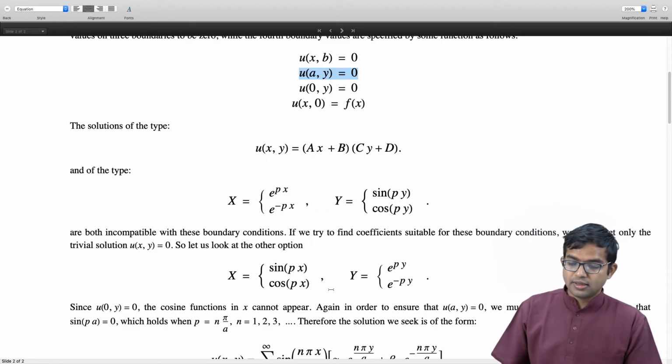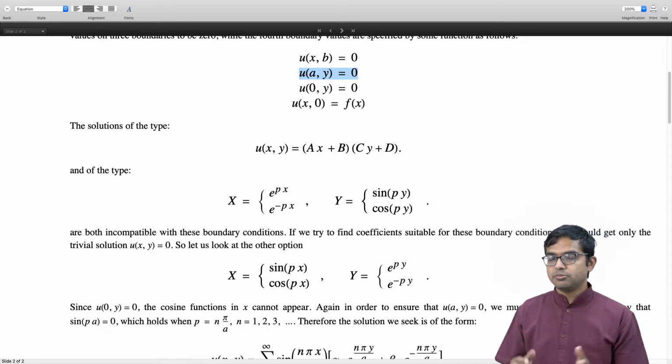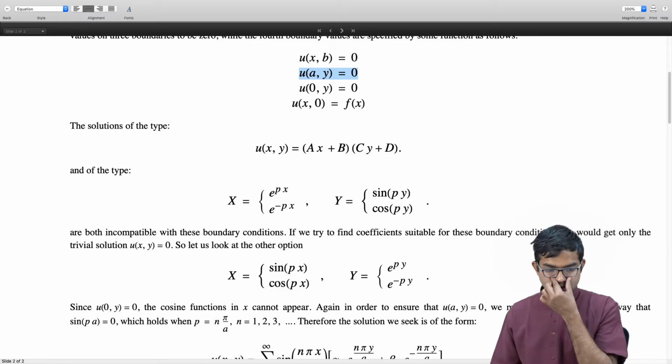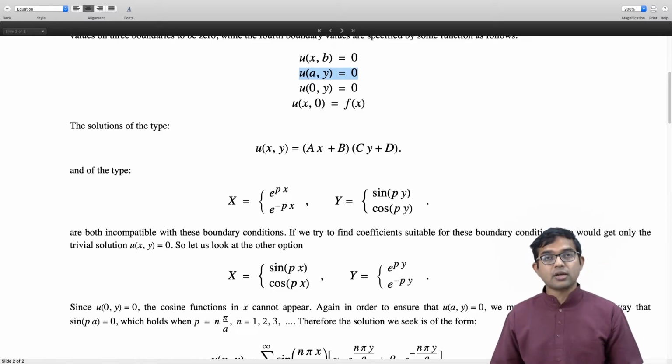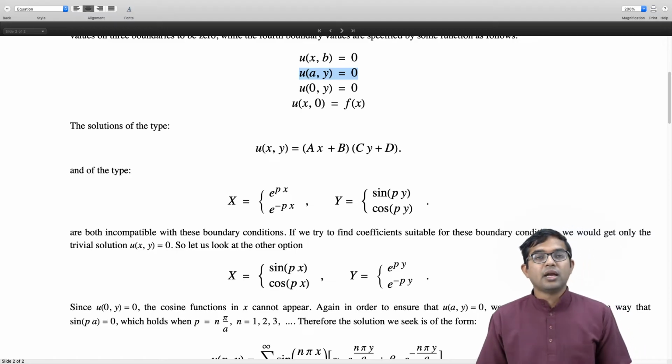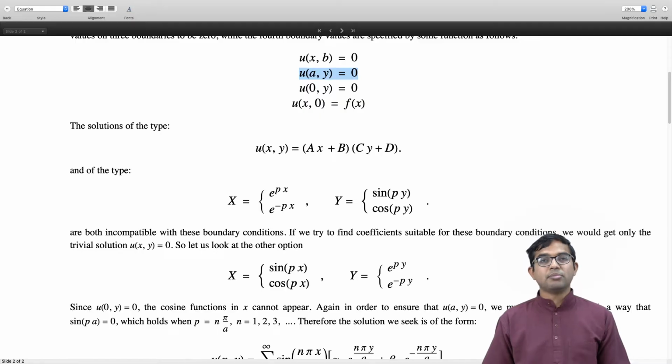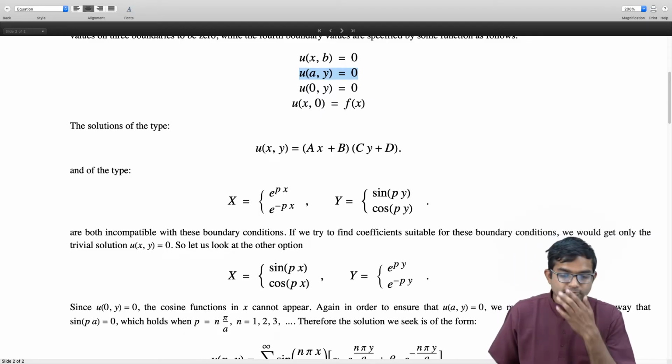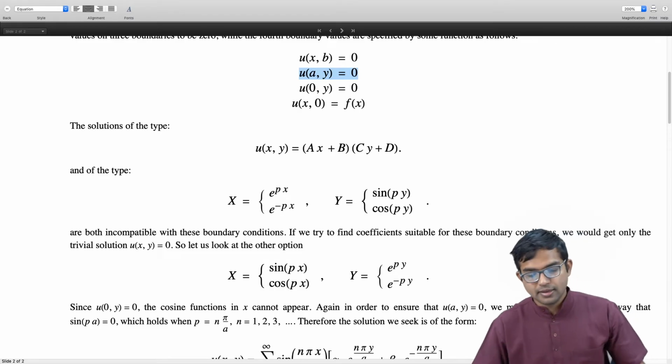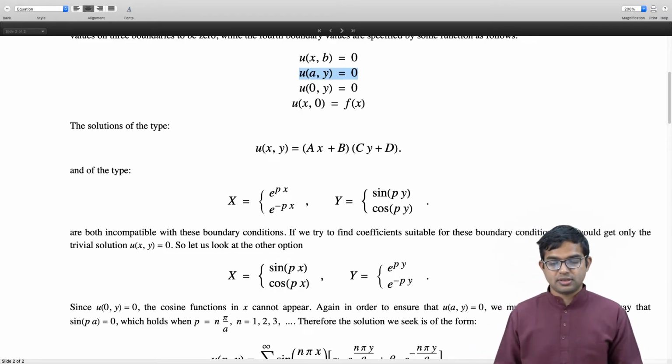So now you see that in order to ensure that u of a comma y equal to 0, we must choose P such that you get back a 0 of this sinusoid. And that means sine of PA must be equal to 0. So P must be some n times pi by a, right? So PA must be equal to some n pi, which is the same as saying P should be some integral multiple of pi by a, right? n equal to 0 is trivial, so we'll start with n equal to 1, 2, 3, and so on.